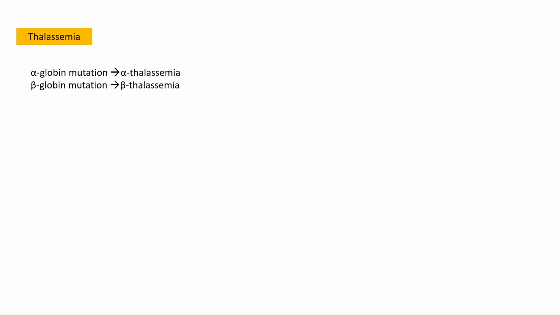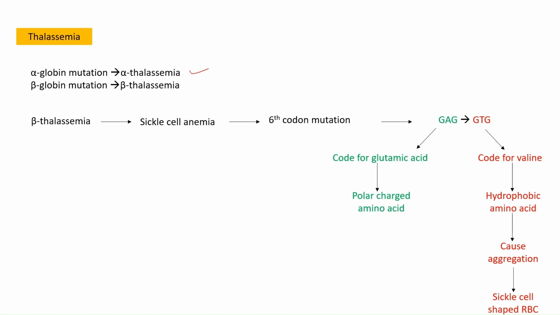The next disease is thalassemia. Now, if the alpha globin gene gets mutated, we get alpha thalassemia. If the beta globin gene gets mutated, we get beta thalassemia. Now, sickle cell anemia is a special case of beta thalassemia.